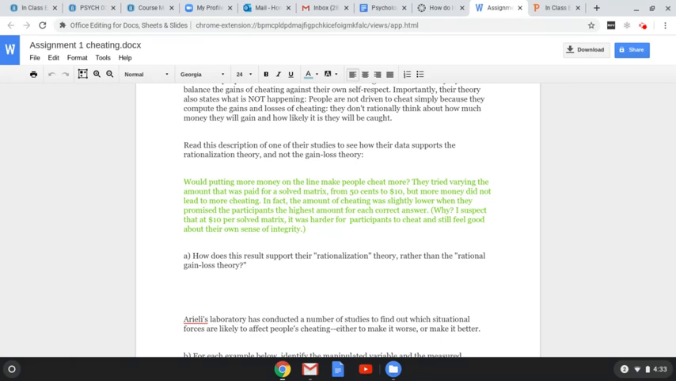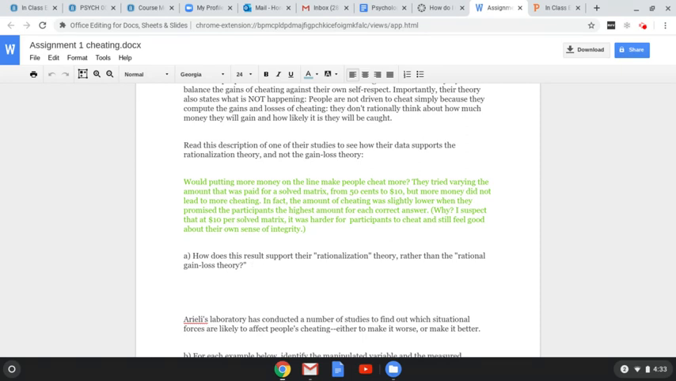So question part A says, how does this result support rationalization theory rather than rational gain-loss theory? Again, the higher the gain, the more cheating according to that theory, because you stand to make more money. In this case, what we saw was the opposite of that. The more money that was offered, the less cheating we found. So this supports our rationalization theory more than the gain-loss theory.